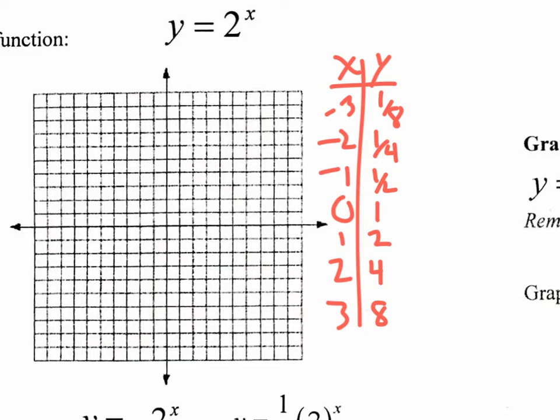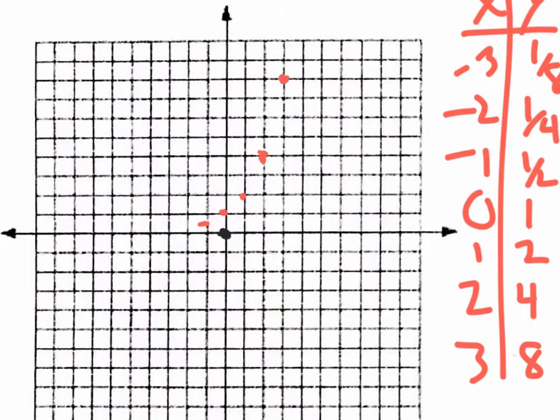Let me just quickly graph those coordinates. So here's 0, 1, and there's 0, 1. And then I move on to 1, 2. There it is. And then if you go to 2, 4, there it is, and 3, 8, there it is. Okay, so we have this growth function from left to right.